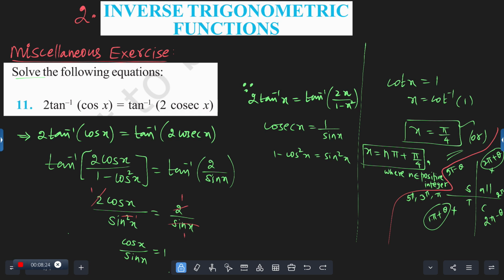Or some people will give sin x equal to cos x, they will cross multiply. Sin equal to cos, then also, but there you will be getting only 45, meaning only this you will be getting. If you go with cot or tan, you will be getting the general answer, not a specific answer. So for the best answer, you must be very careful. One of the important questions, right?